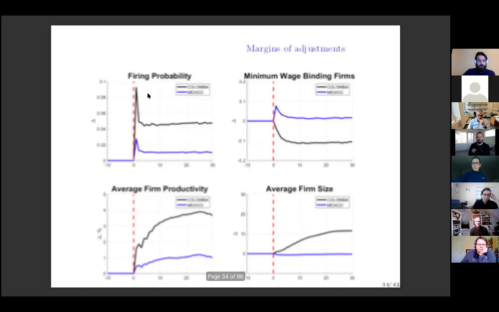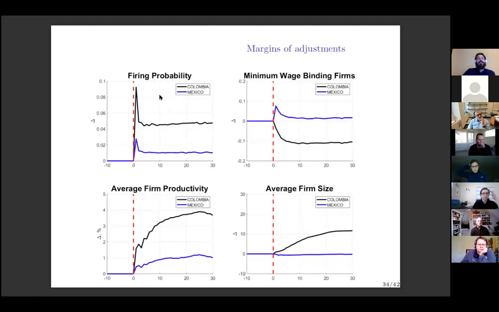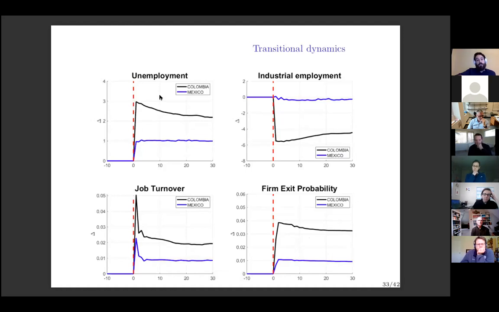And this is because the probability of firing is much larger. And as opposed to the case of Mexico, the share of employment in the service sector actually expands in Colombia. Which means that part of the workers that are dismissed from the tradable sector actually flow into the service sector. So there is also this margin that generates a persistent increase in unemployment rate, which has to do with how much the service sector can expand and take care of the workers that are dismissed from the manufacturing sector.